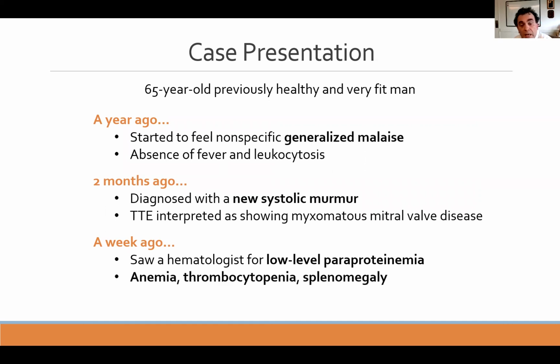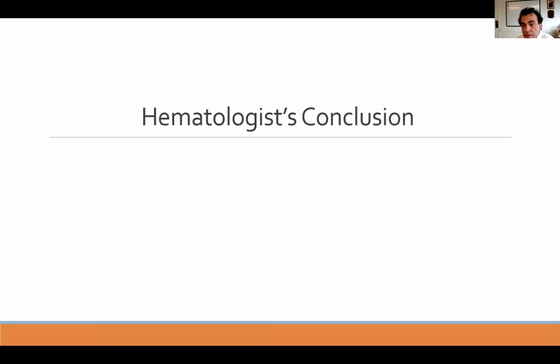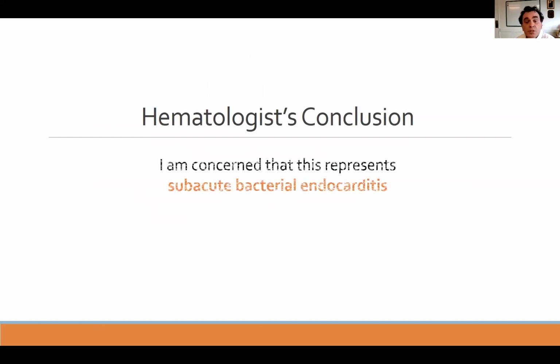So he was also noted to have anemia, thrombocytopenia, and splenomegaly. There were elevated inflammatory markers, ESR and CRP. The hematologist saw the patient, and this is what the hematologist wrote in his conclusion: "I am concerned that this represents subacute bacterial endocarditis." This is an extremely insightful hematologist.